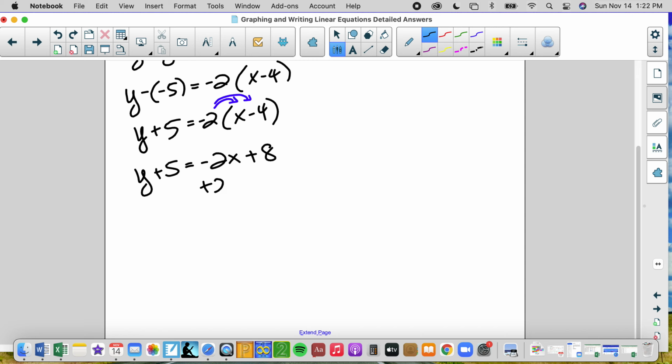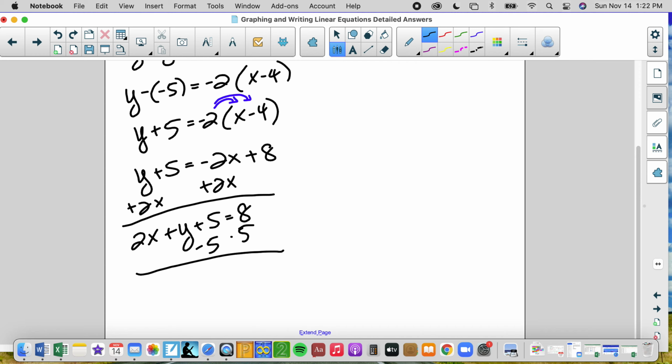Now I got to move my x over. I get 2x plus y plus 5 equals 8. And now I'm going to move that constant over with the other constant, because we want the x and y by itself on one side and the constant on the other. So 2x plus y equals 3.